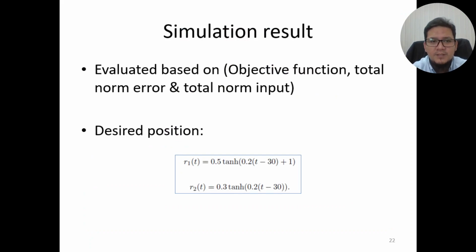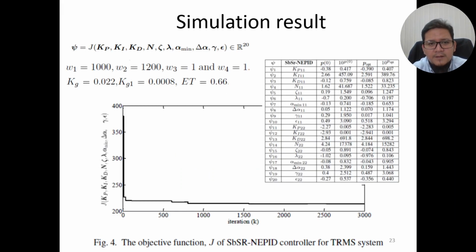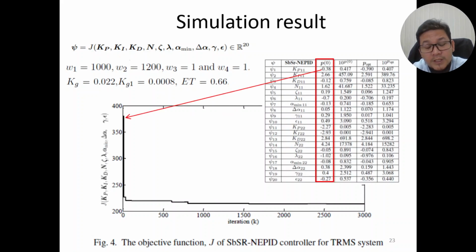Now we move to the simulation results. We evaluate based on the objective functions, the total norm error and total norm inputs. This is the desired position that we set for the tangent. So this is the result. We have the objective curve here, and it is a convergent curve. We set the iterations up to 3000, and this is the objective function with the weights W1, W2, W3, and W4, and the parameters here. This is the initial result for the objective function, and this is the optimal result.